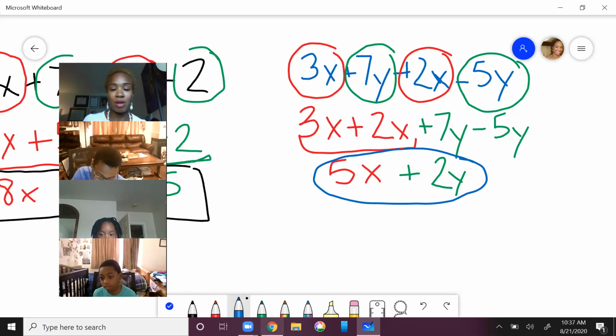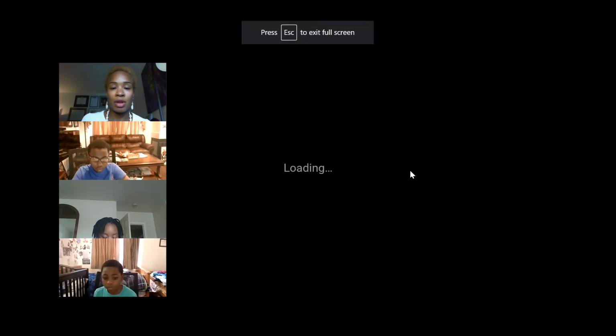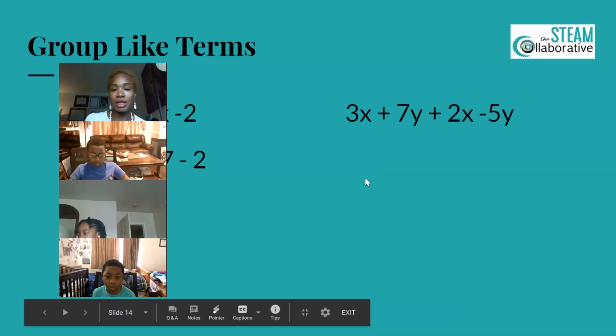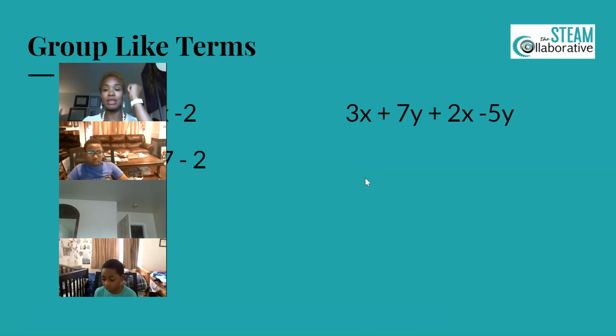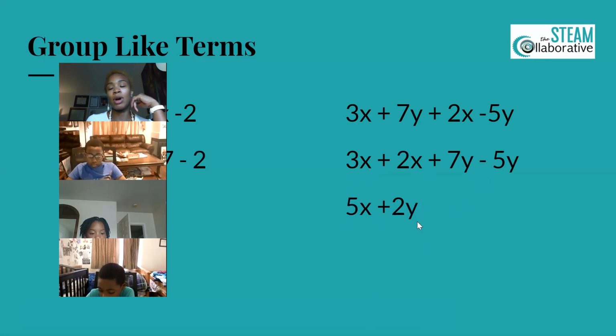Okay. And then so I'm just going to show you back over here. I'm going to walk through it again so you can see it. 3x plus 7y plus 2x minus 5y. You put the x's together, 3x plus 2x, and you put the y's together, 7y minus 5y. You get the 5x and the 2y.